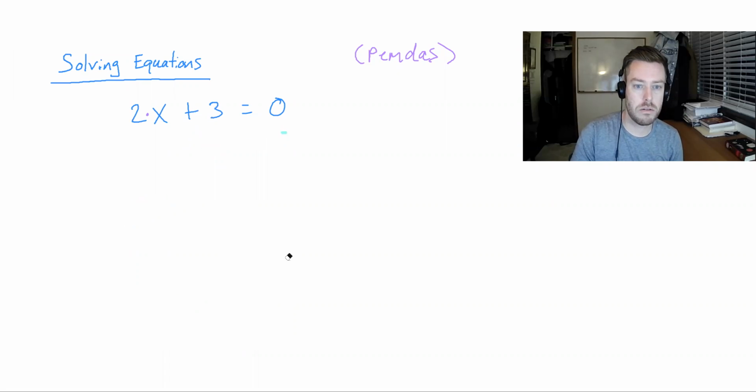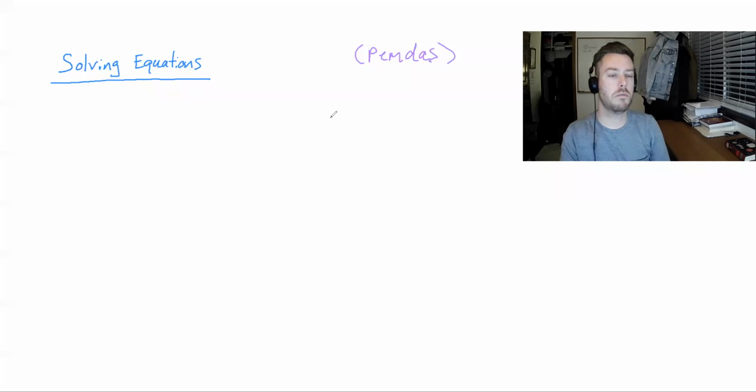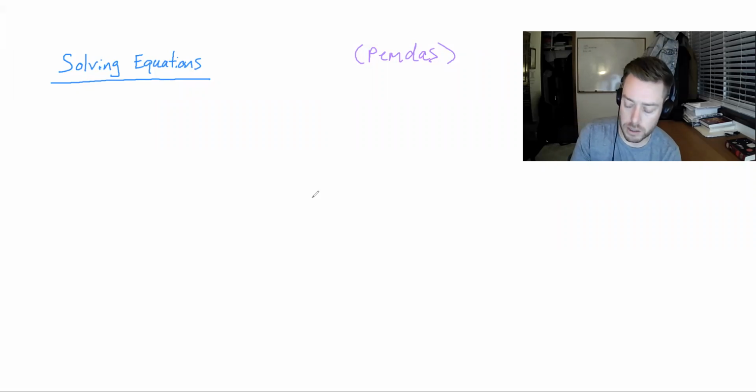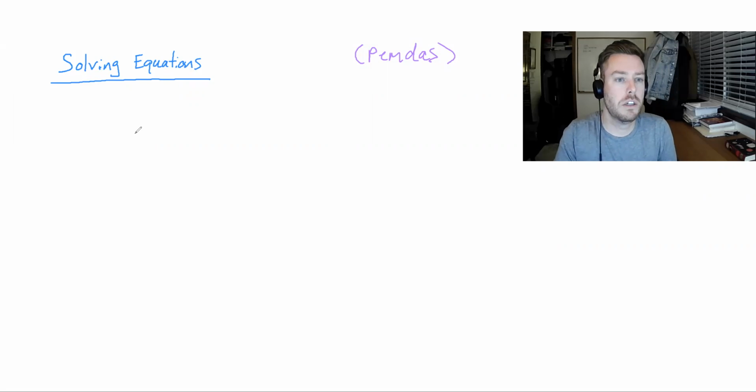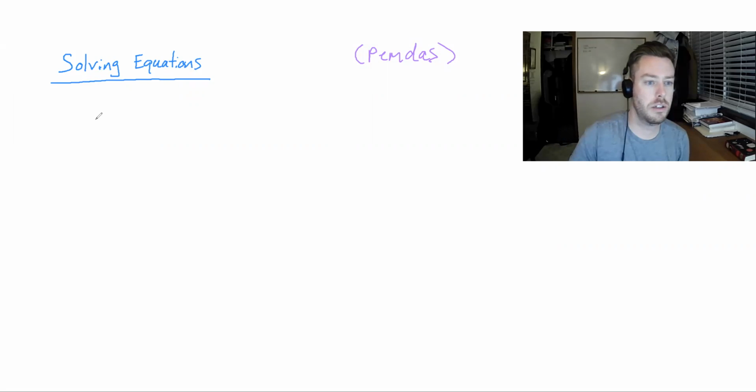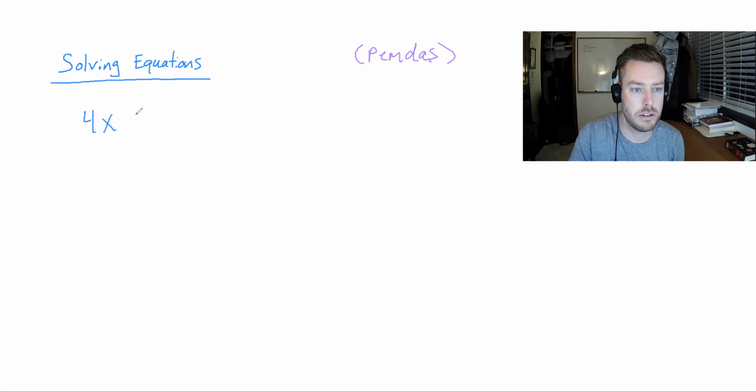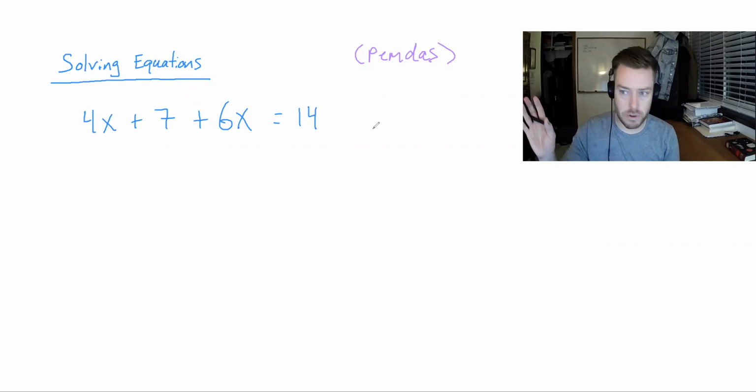Alrighty. What is a good one? Let's just do something like this: 4x plus 7 plus 6x is equal to 14. Cool. So I just made this up, no idea what it is, and we are asked to solve for x.